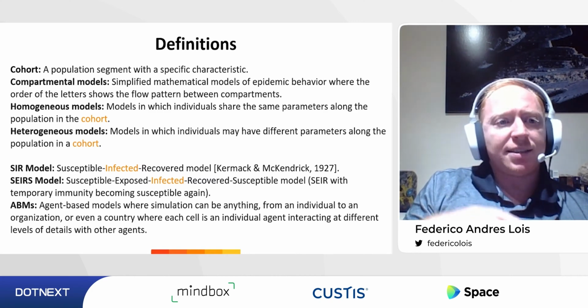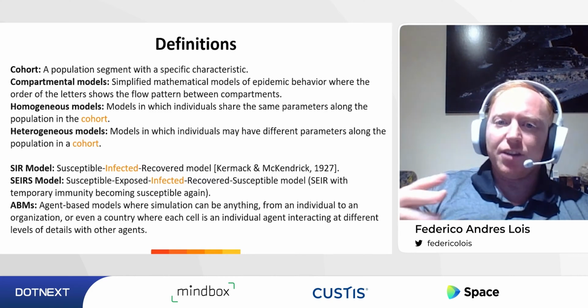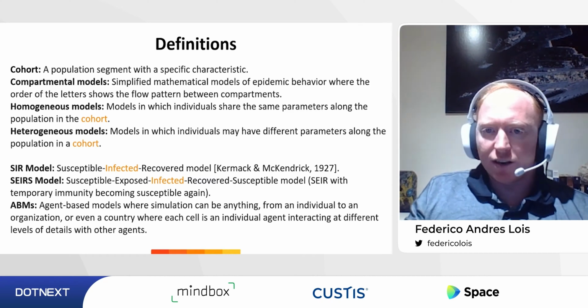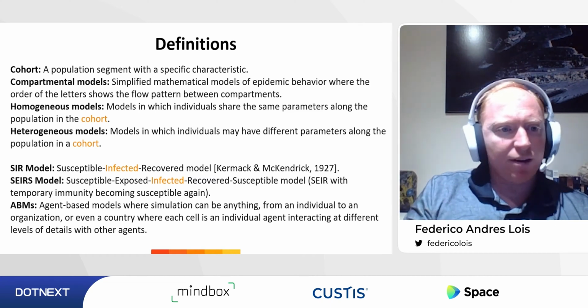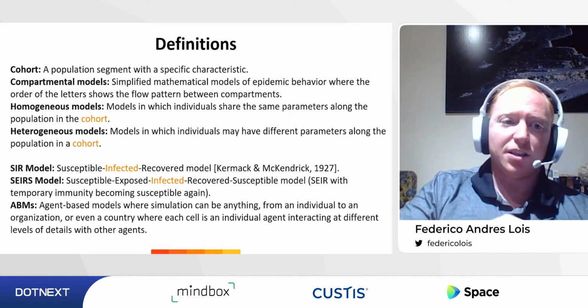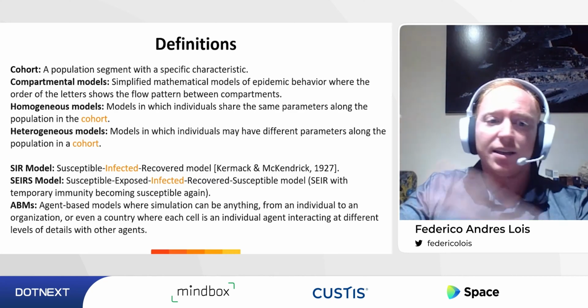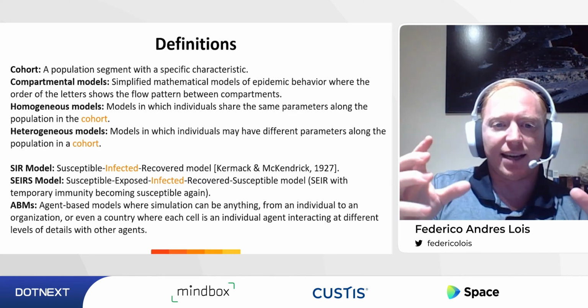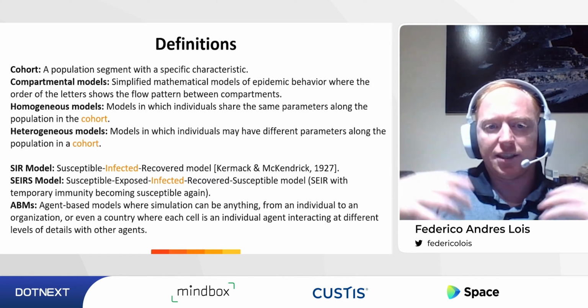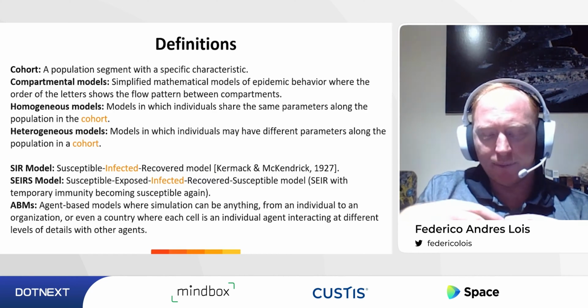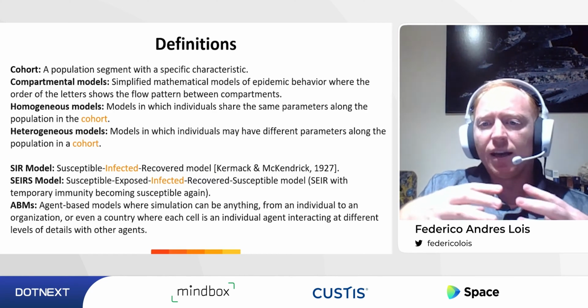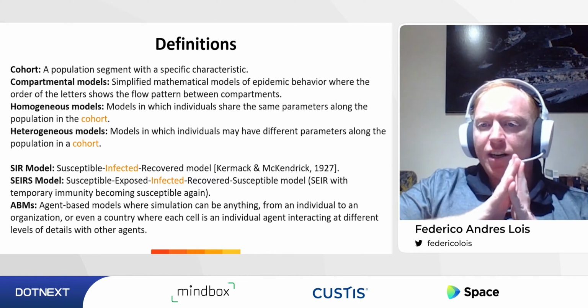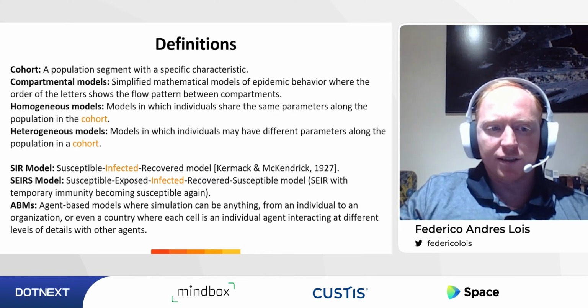Our model is a compartmental model, which is a simplified mathematical model of an epidemic behavior. There are two types of those that you need to know. There are homogeneous models and heterogeneous models. The idea is that for the homogeneous models, which is the kind of model that we are using, individuals share the same parameters along the cohort.